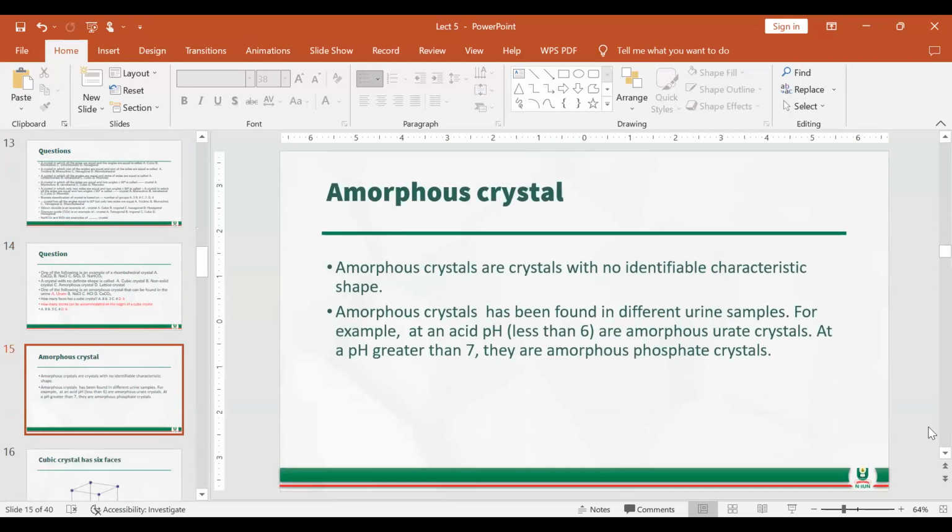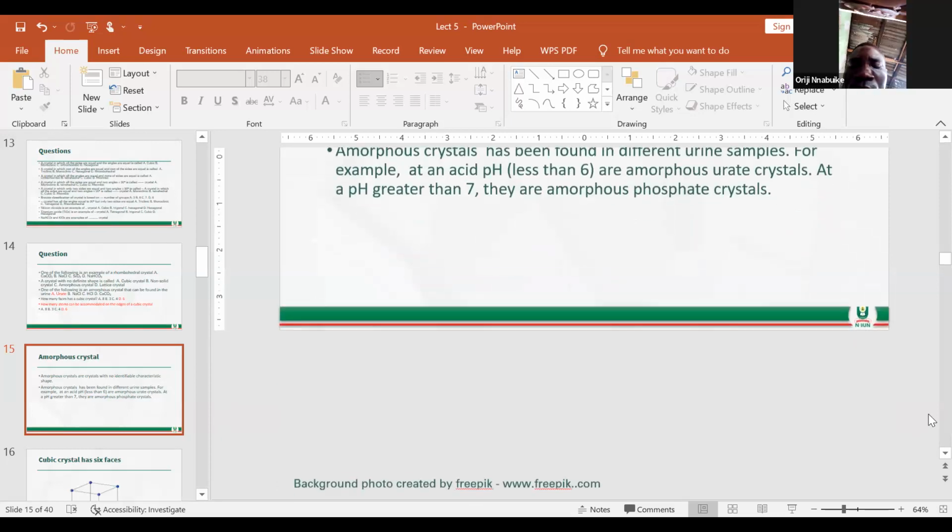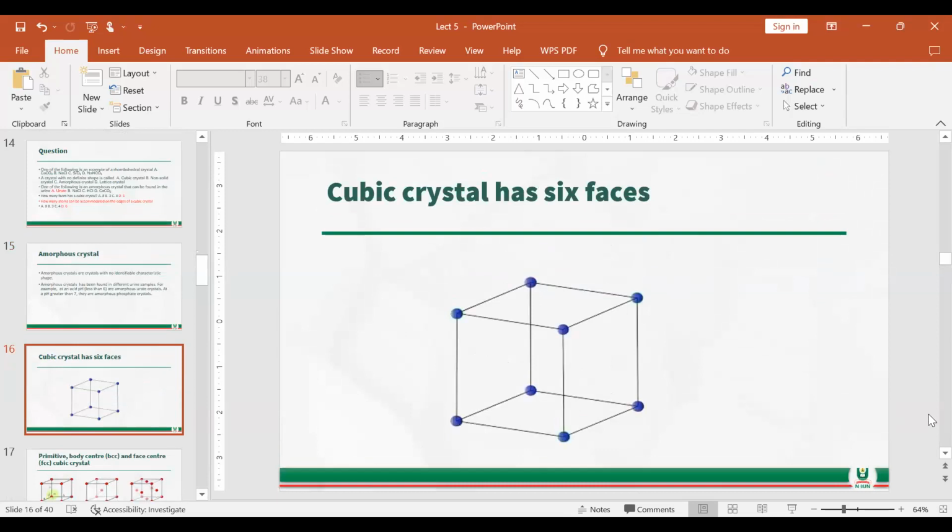Some of the examples I will post as PowerPoint later on. So now let's move to amorphous crystals. These are crystals with no identifiable characteristic shape. Amorphous crystals have been found in different urine samples. For example, urate is found in urine and it's an amorphous crystal. At an acidic pH less than 6, we have amorphous urate crystals. At a pH greater than 7, they are amorphous phosphate crystals. Then this is a cubic crystal. It has 6 phases.